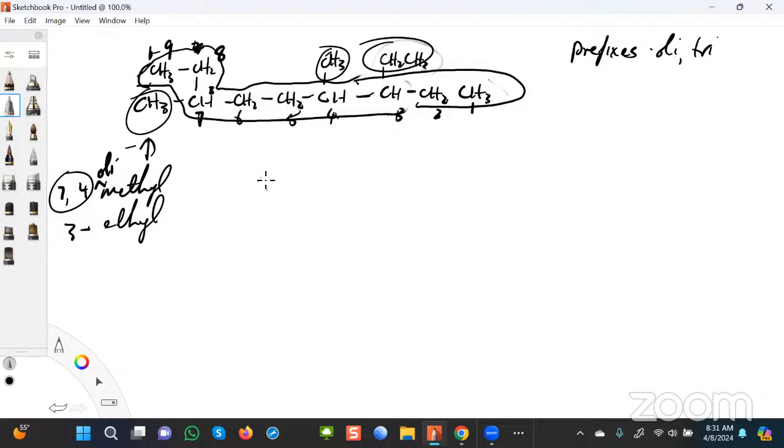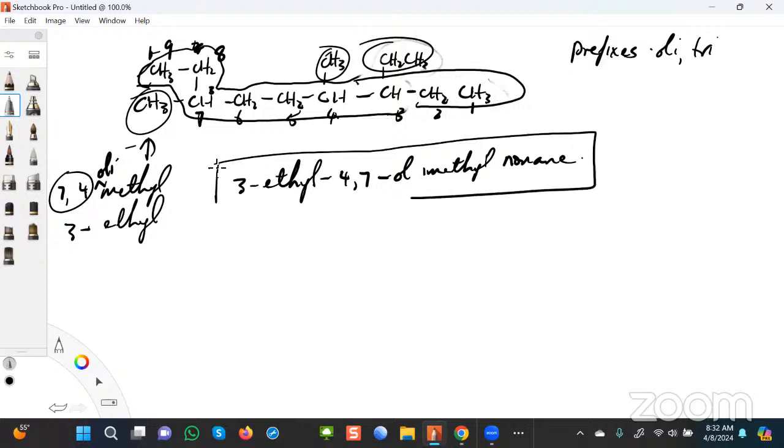First, in terms of the total name of this molecule, we're going to start off with 3-ethyl, then followed by a dash, then 4,7-dimethyl, and then the parent name, which would be nonane, because there are 9 carbon atoms in the longest chain. And this, ladies and gentlemen, will be the full name of this molecule: 3-ethyl-4,7-dimethylnonane. Nonane because there are 9 carbon atoms in the longest chain.